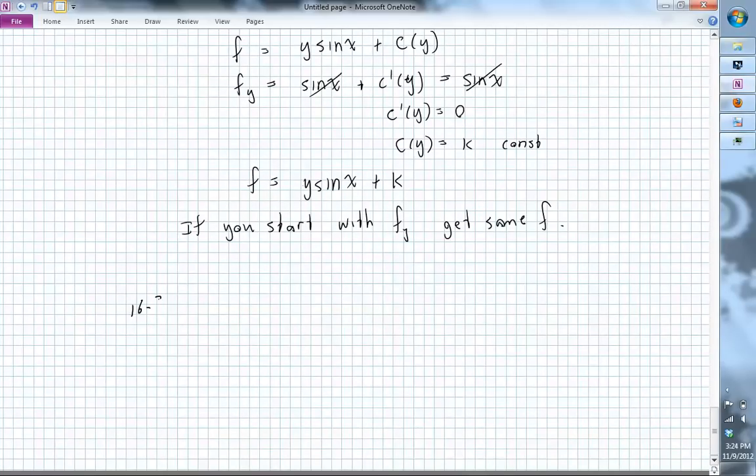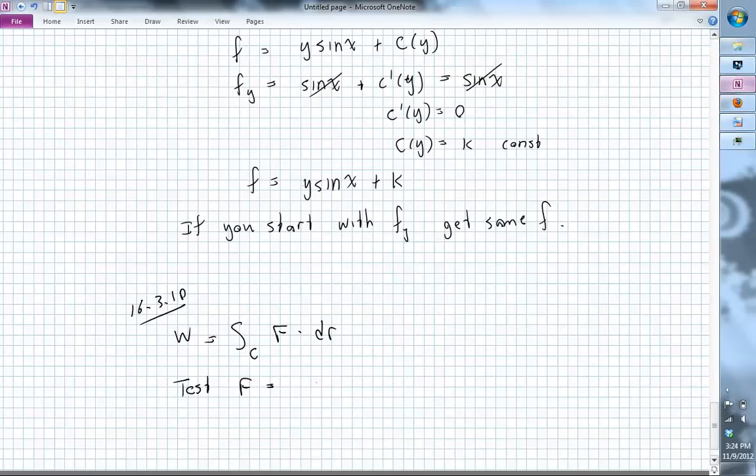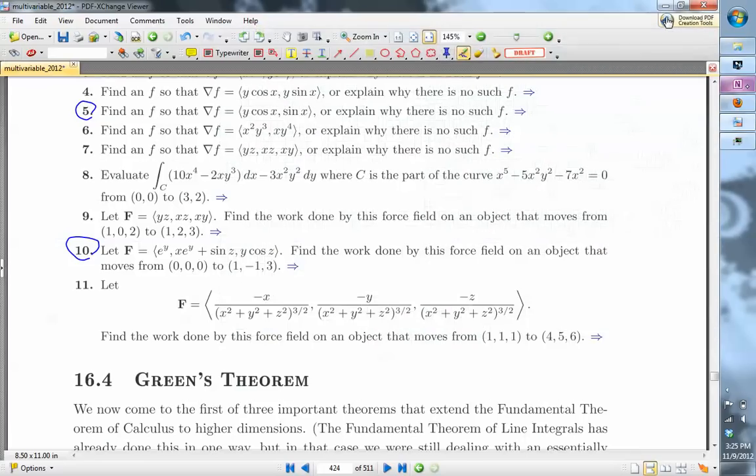This is 16.3.10, and we're trying to compute this guy. So first we'll test F, and I'll try to flip back and forth here and write this down. So we have e to the y, x e to the y, plus sine z, y cosine z.